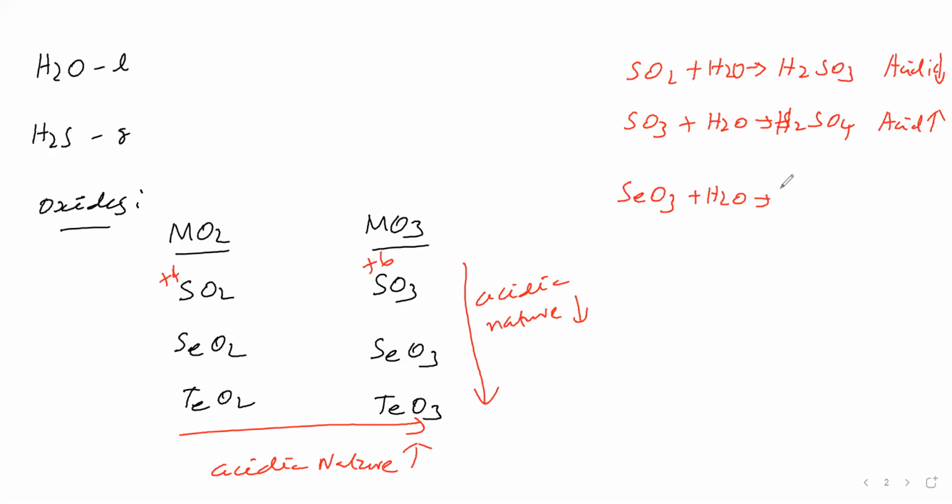SeO3 with water gives H2SeO4. Now, between SO3 and SeO3, sulfuric acid has a higher acidic nature when compared to H2SeO4. Therefore, down the group, acidic nature decreases. We can explain this based on the central atom electronegativity, which decreases down the group. Therefore, down the group, acidic nature decreases.